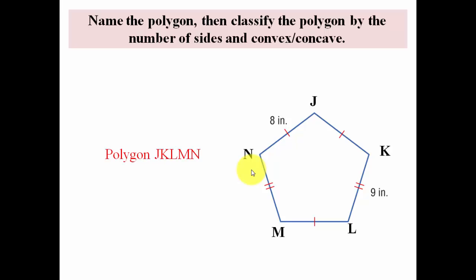Next, we need to name this by the number of sides. It has 5 sides, so it's going to be a pentagon. And finally, since this figure is not caving in, this is a convex polygon.